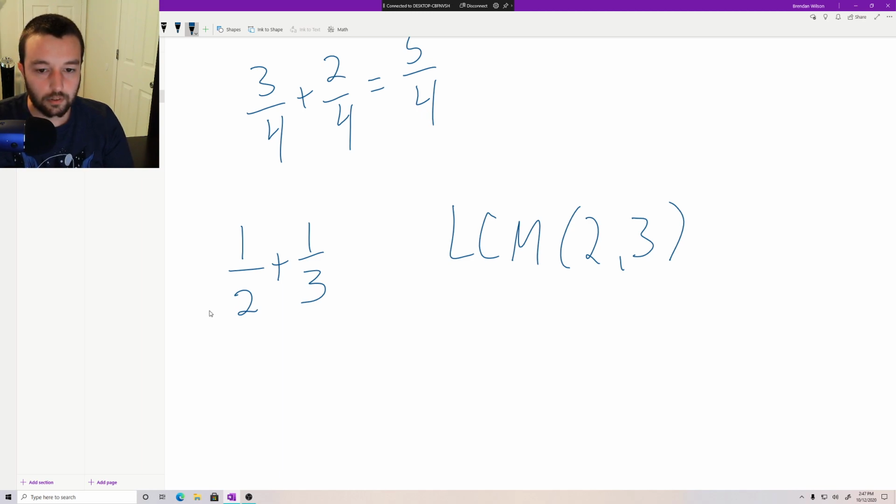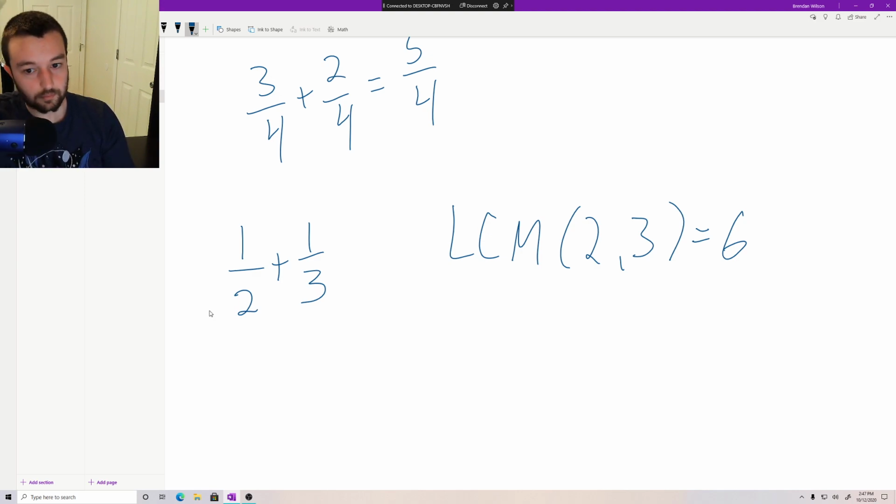Now, you can do this a couple different ways. You can list the multiples. Think back to 2.5. You can list their prime factorizations. They already are their own prime factorizations, so their least common multiple is just the product of them. So the least common multiple is 6.